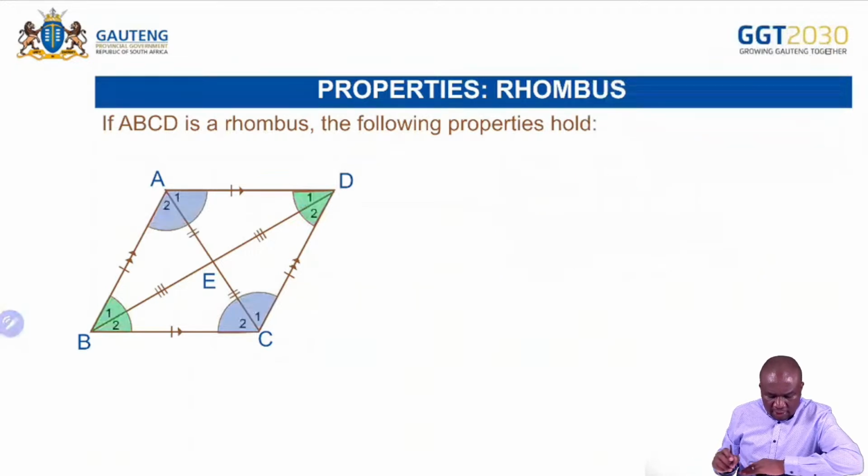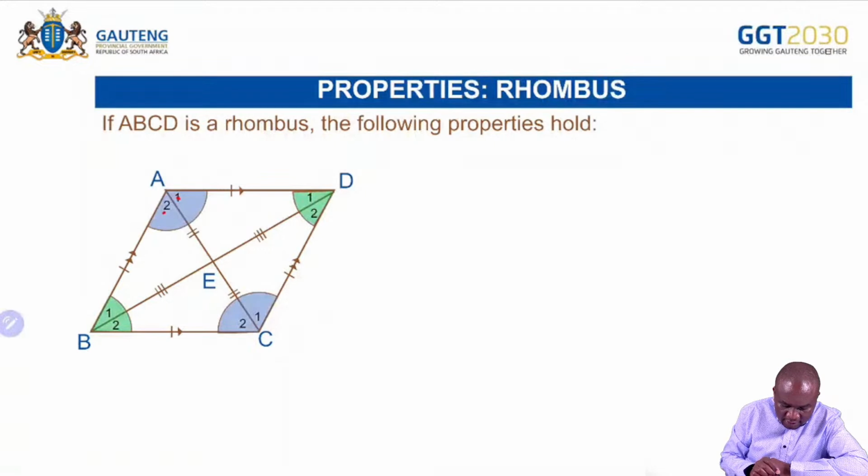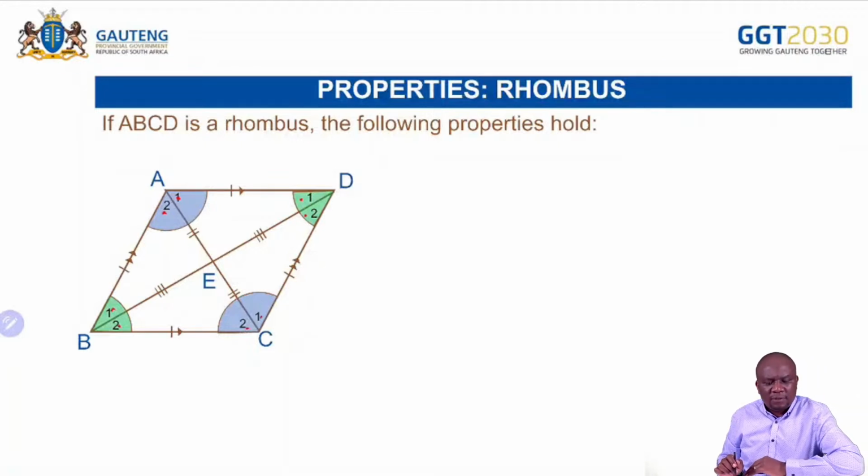Right, let's name our angles. A1, put 1 there. A2, put 2 there. B1, put 1 there. B2, put 2 there. C1, put 1 there. C2, put 2 there. Then D1, put 1 there, and then D2, put 2 there. Okay, just name those angles.